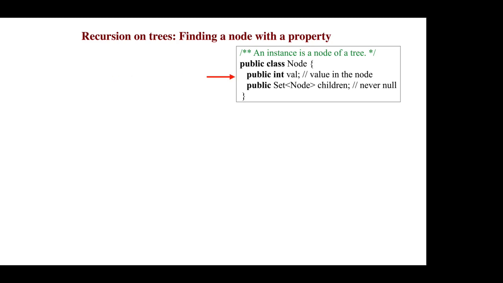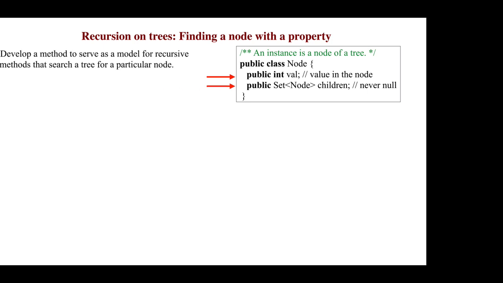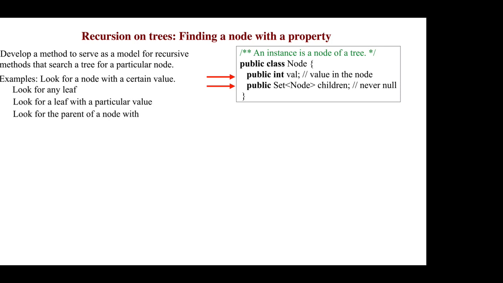We work with class Node as in the previous video. We develop a method that can serve as a model for recursive methods that look for a node with a certain property. That property will be the value of the node, but there are other possibilities. We could search for any leaf, a leaf with a certain value, or the parent of a node with a certain value. To the right, we show a tree with 3 children, numbered 1, 2, 3. There could be fewer children or more.